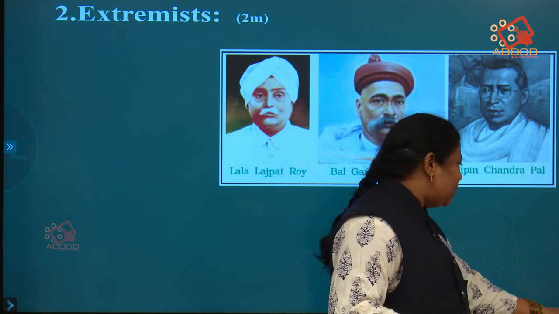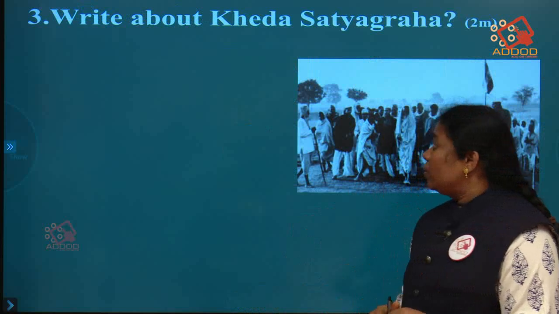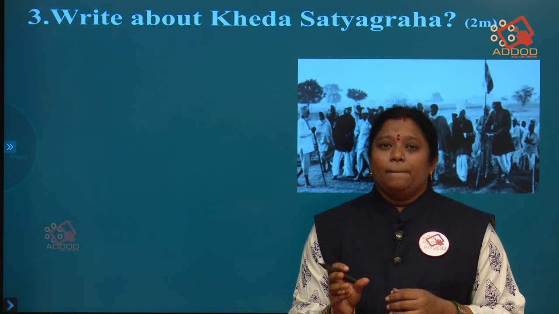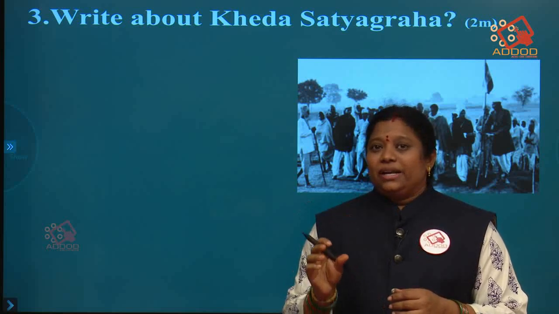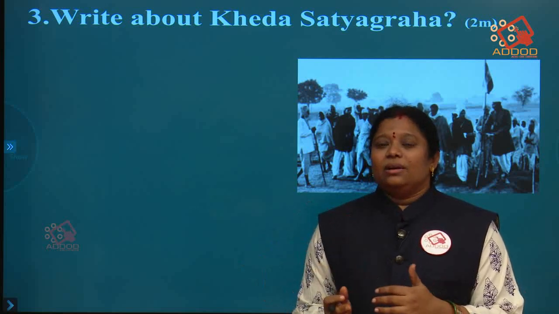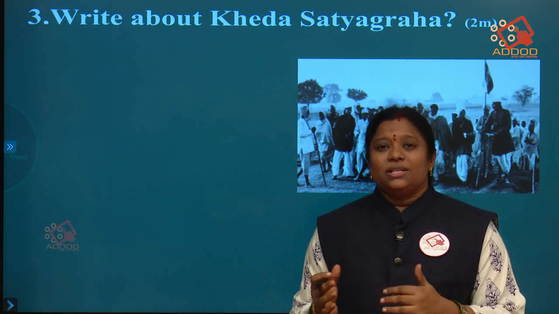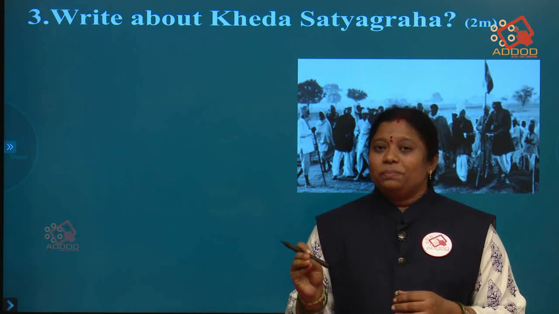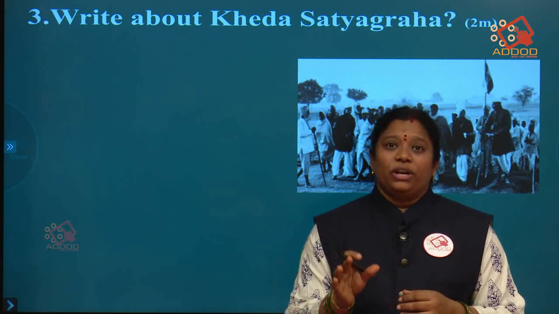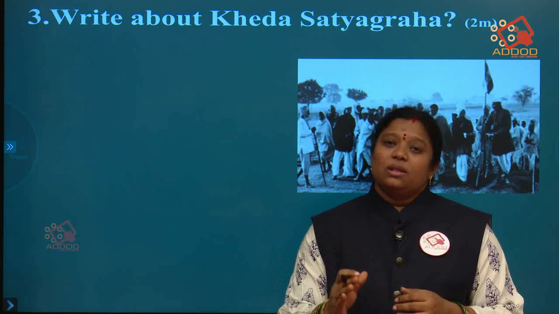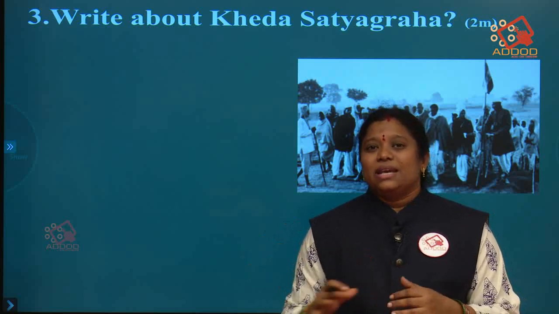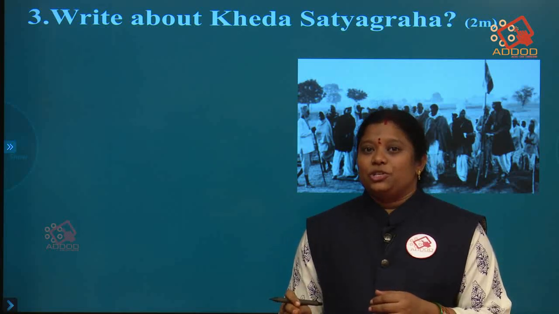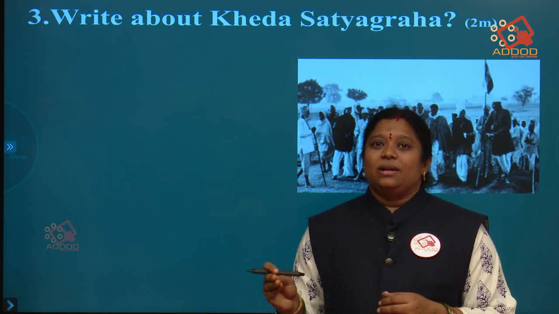Our next topic is about Kheda Satyagraha. Kheda is a place in Gujarat. The Britishers started collecting high taxes, not only in one part of India but throughout India. But in Kheda, even though the yield of the peasants had decreased to less than 25%, the Britishers started collecting the taxes in the same manner, high taxes only. So against this tax collection by the Britishers, the peasants in Kheda started a movement.